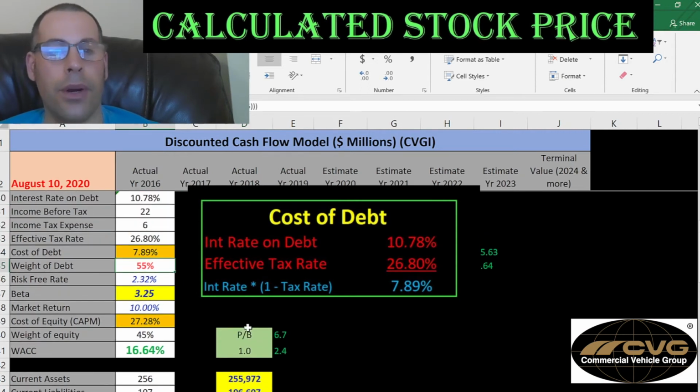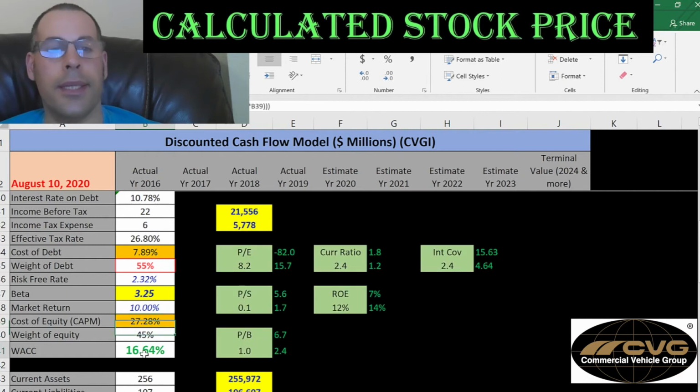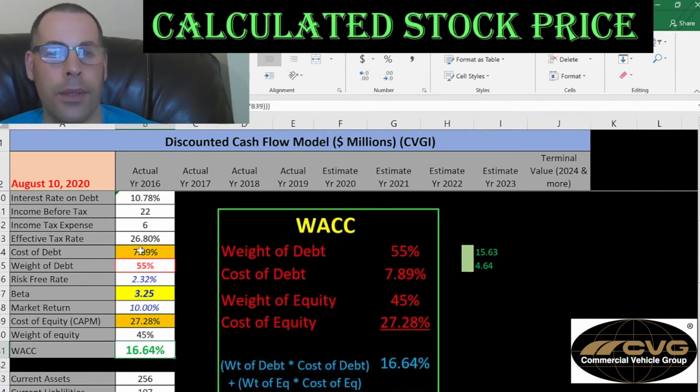Let's look at the capital structure. They have 55% debt, cost of debt is 7.9%, 45% equity, cost of equity is 27%, and the WACC is 16.5%. That's a blend of the cost of debt and cost of equity, and that's the discount rate we're going to apply to the future cash flows.